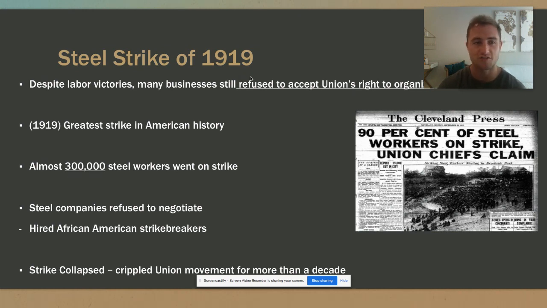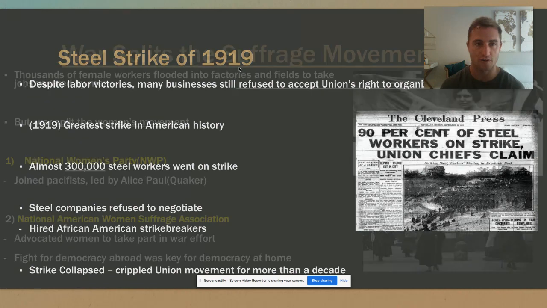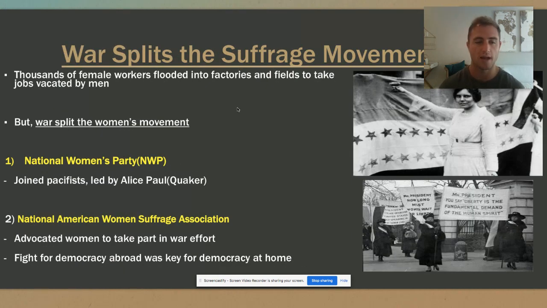It's across 15 states. Almost 300,000 steel workers went on strike, and without the help of the federal government, we see that this strike is going to collapse. It's going to fall apart, and the union movement, the labor movement, is weakened by this. It says crippled for more than a decade. It's not going to be until the New Deal where we see real protections of labor, like the Wagner Act, protecting unions in a big way.